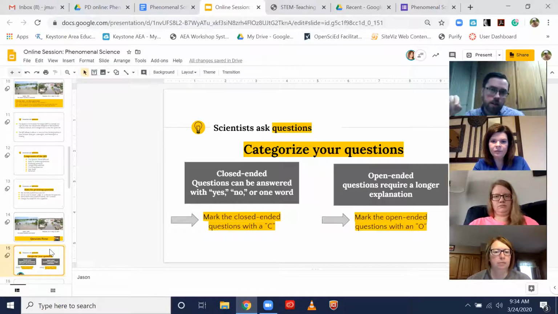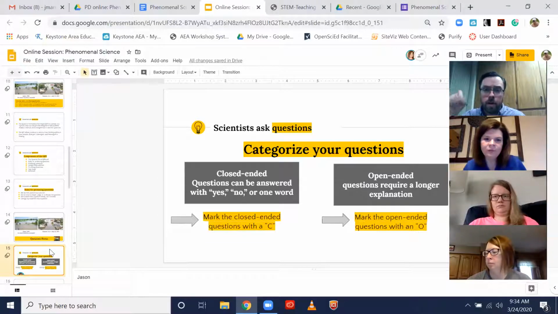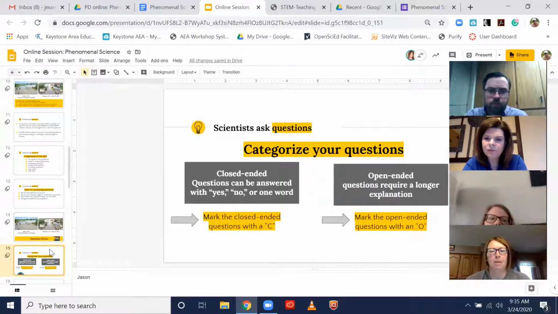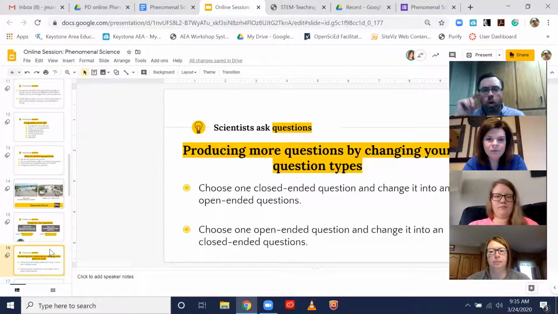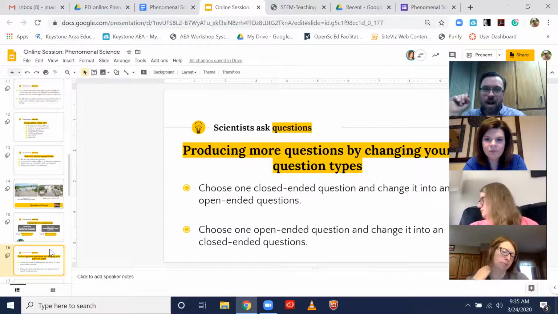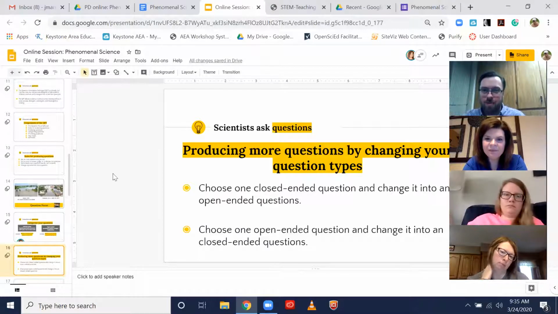So when you go back into your breakout rooms, we'd like you to go through and mark the closed-ended questions with a C and open-ended questions with an O, just to kind of see how the breakdown was, if your group were asking more closed-ended versus open-ended questions. We're also going to use this as a way to produce more questions by changing some of the question types.